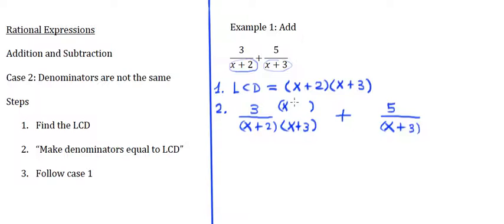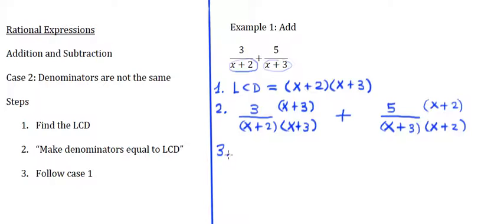So denominator times x plus 3, numerator times x plus 3. For this guy, what's the multiplier here? Well, I want this to be the LCD. The factor that is missing for this to become the LCD is clearly x plus 2, right? So times x plus 2, times x plus 2. Now for you to identify this easily, notice this guy is just the denominator of the first fraction, right? X plus 2. Okay, that is step 2, make denominators equal to LCD.